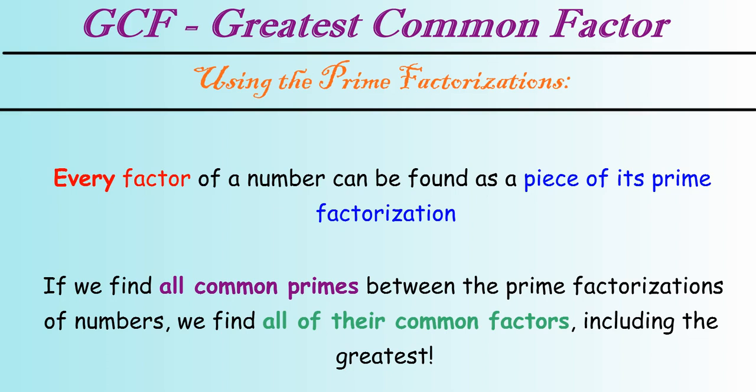Because a factor is a piece of a prime factorization. So if two prime factorizations are there, the stuff from both that's the same is going to be the greatest possible combination of common primes, which creates the greatest possible common factor. Go ahead, pause the video, write down these two important things, and then come back to see an example of how this works in process.